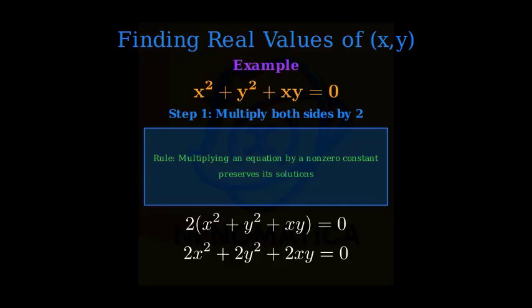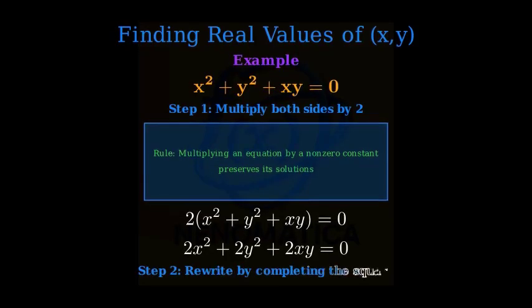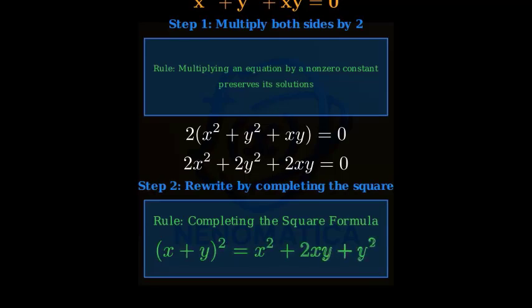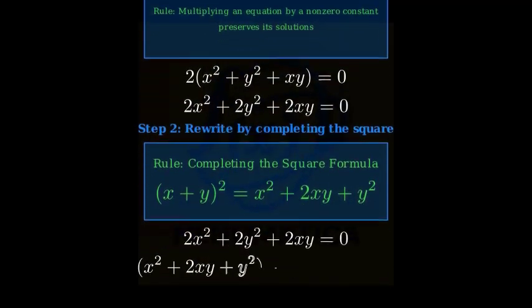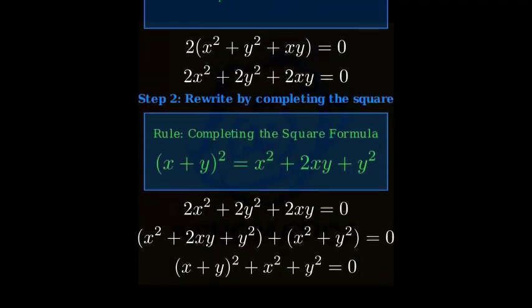For step 2, we'll rewrite the equation by regrouping and completing the square. We'll use the rule that the quantity x plus y, squared, equals x squared plus 2xy plus y squared. Let's rearrange our terms. We have 2x squared plus 2y squared plus 2xy. This can be rewritten as the sum of x squared plus 2xy plus y squared, plus x squared plus y squared. The first group is exactly the formula for x plus y squared, so we get the quantity x plus y, squared, plus x squared plus y squared equals 0.